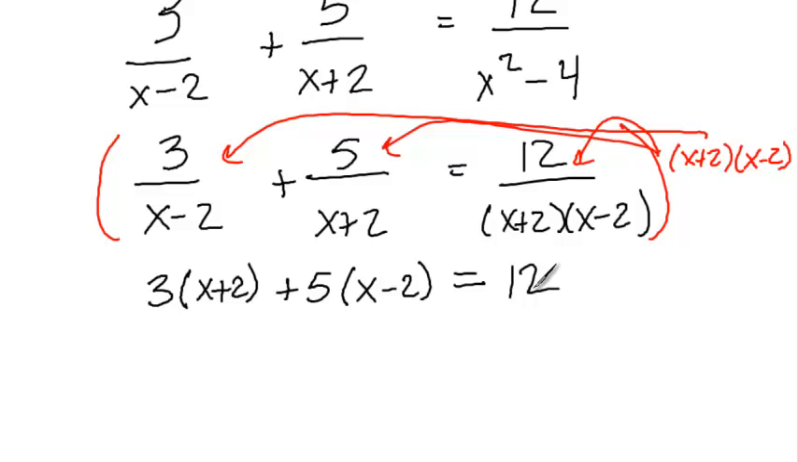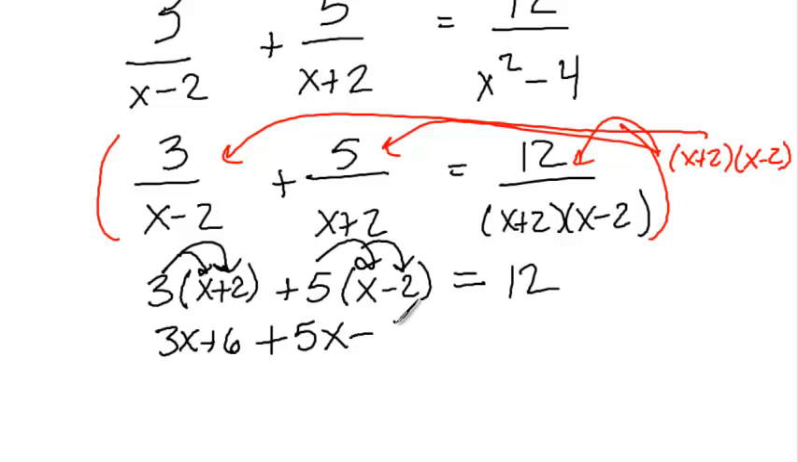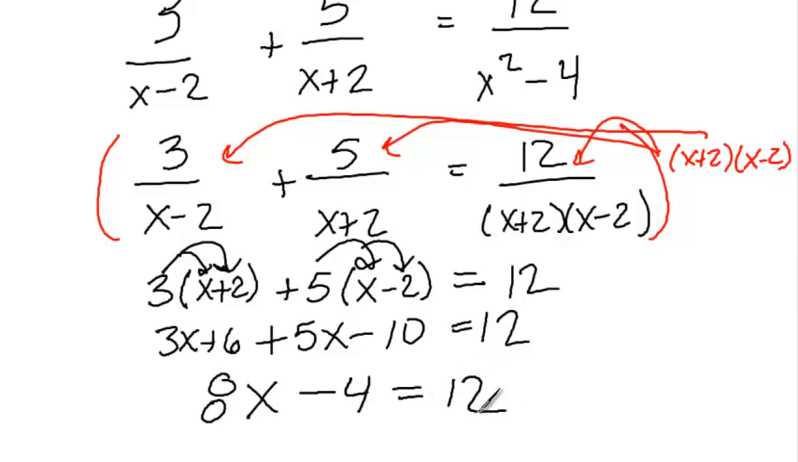Okay, if that's too much for you, feel free to write x plus 2, x minus 2 in each one of the numerators, and then cancel things out so that you can see it better. Here we're going to distribute the 3 and distribute the 5, so we have 3x plus 6 plus 5x minus 10 equals 12. And combine like terms, so we have 8x minus 4 equals 12.